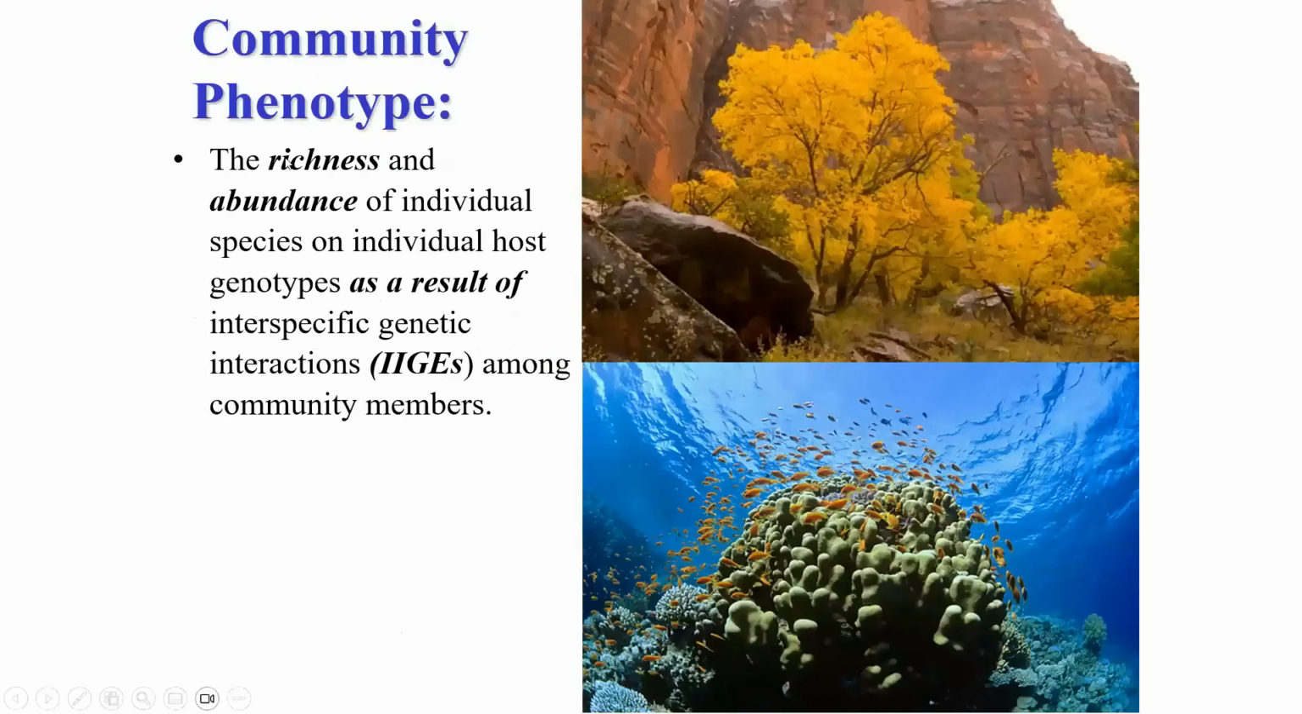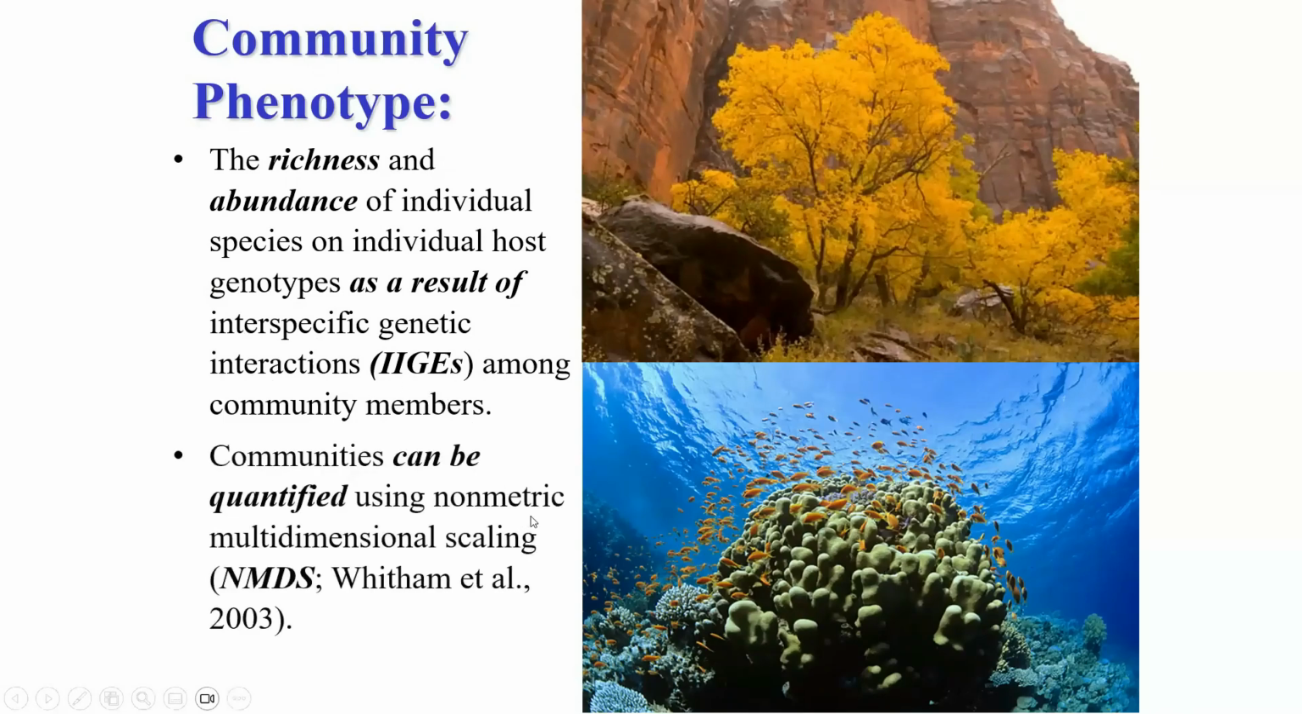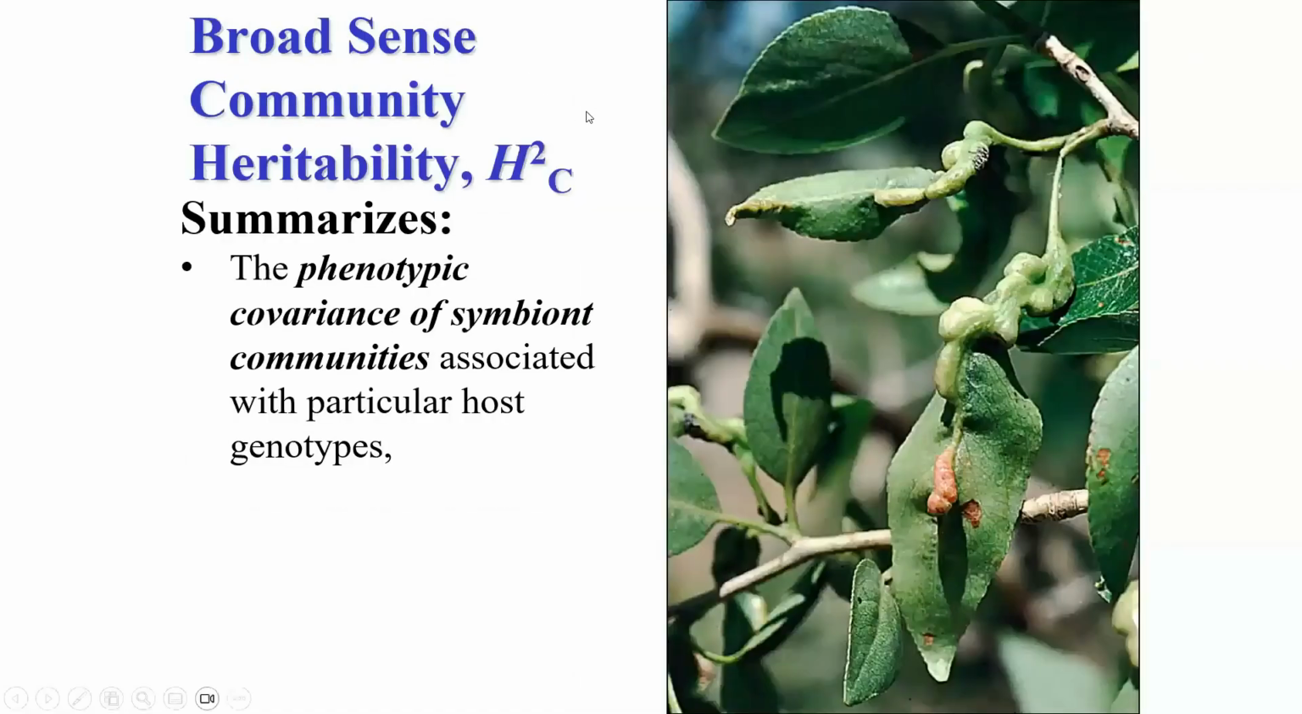Community phenotype we can identify as the richness and abundance of individual species on individual host genotypes as a result of the genetic interactions that exist among community members, or IIGEs. Communities can be quantified using non-metric multidimensional scaling, and therefore it is possible to identify a specific community phenotype associated with individual host organisms. Broad sense community heritability summarizes the phenotypic covariance of symbiont communities associated with particular host genotypes.